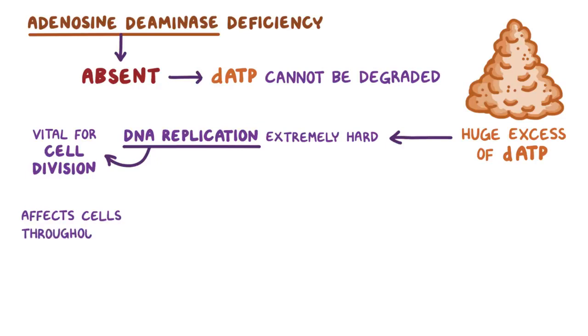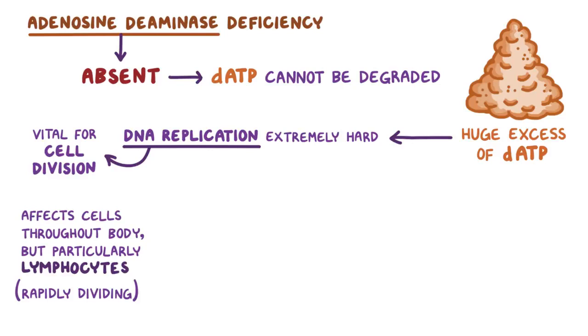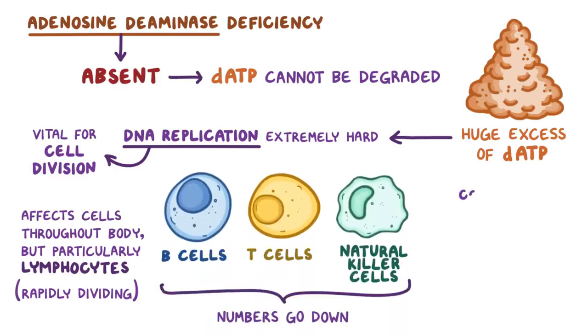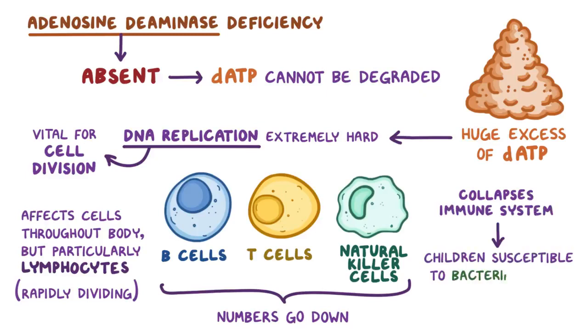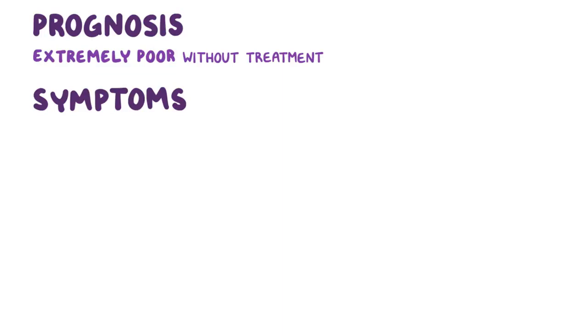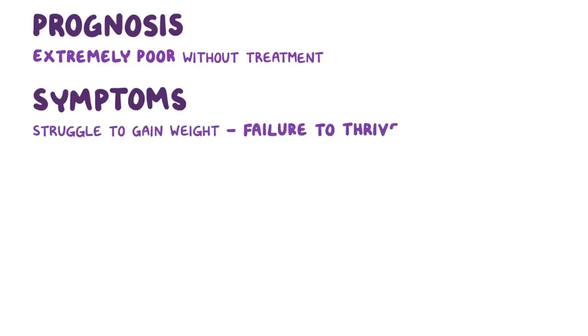This affects cells throughout the body, but particularly it affects lymphocytes because they are rapidly dividing cells. As a result, B cells, T cells, and natural killer cells numbers go down, collapsing the immune system. This makes affected children susceptible to any bacterial, viral, or fungal infections starting from birth. Prognosis in such infants is extremely poor without treatment. In terms of symptoms, because fighting infections takes a lot of energy, infants struggle to gain weight and are often diagnosed as having failure to thrive, and very sadly, many die.